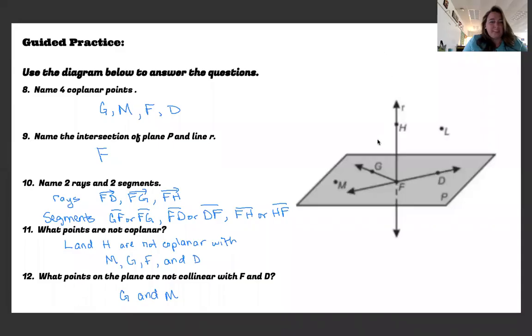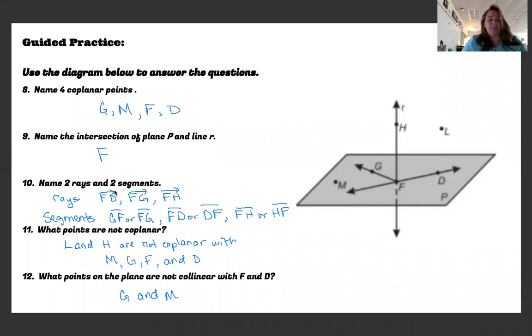Okay, welcome back again. So 4 coplanar points. On this picture, we only have 4 points that are specifically listed on our plane P there. So G, M, F, and D are all of our coplanar points for this diagram. The intersection of plane F and line R. When you have a line that does not lie on the plane and it intersects a plane, it's going to intersect in exactly one point. So this intersection would just be point F.